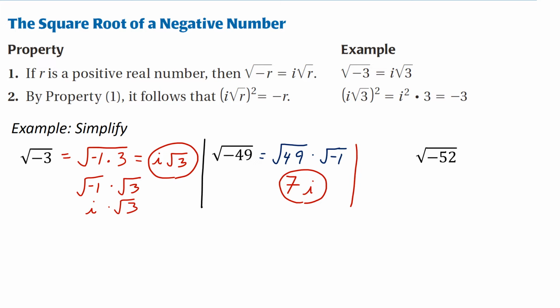And square root of negative 52. Okay, the largest perfect square I know that will divide into that is 4. Just a quick list of perfect squares. And you always want to divide by the largest one. All right, the way I will break this down is I'll put the square root of 4 first, square root of negative 1, and square root of 13. Final answer, 2i radical 13.